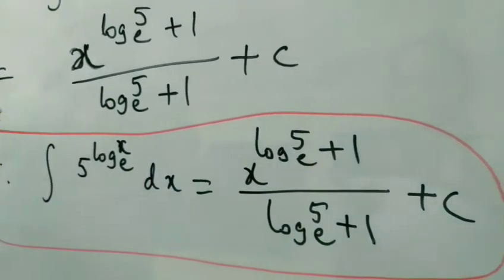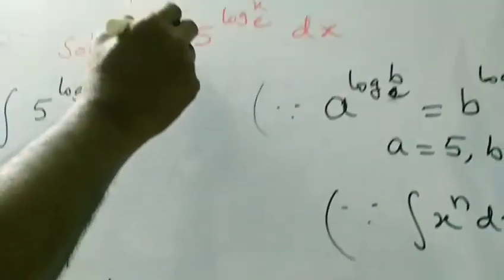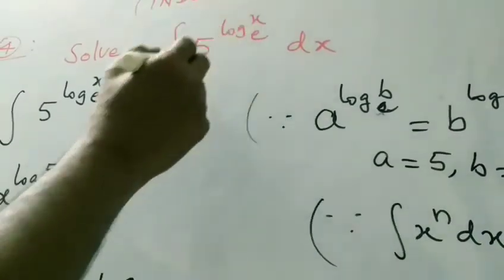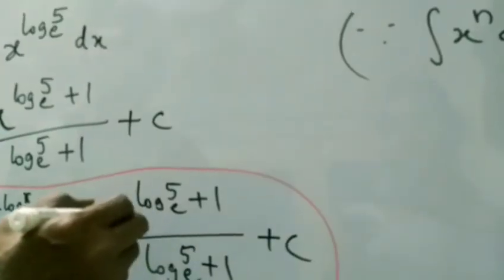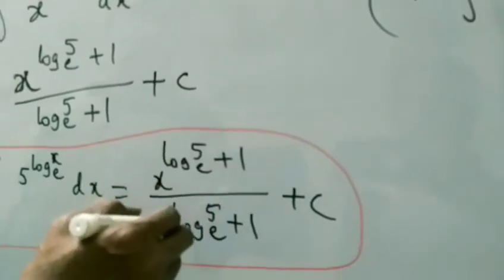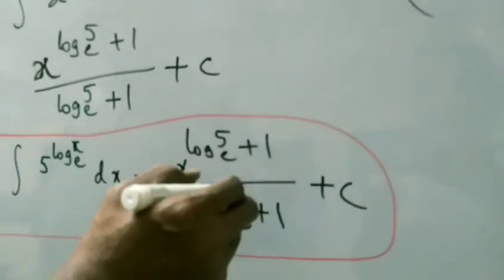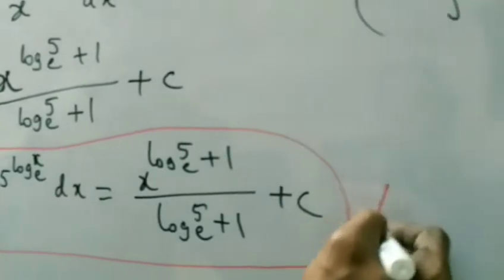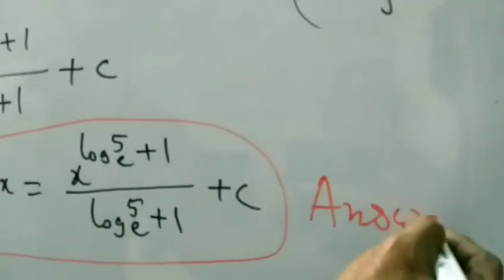This is the required answer for the given question. The integral of 5 to the power of log x to the base c dx is equal to x to the power of log 5 to the base c plus 1, divided by log 5 to the base c plus 1. This is the required answer.